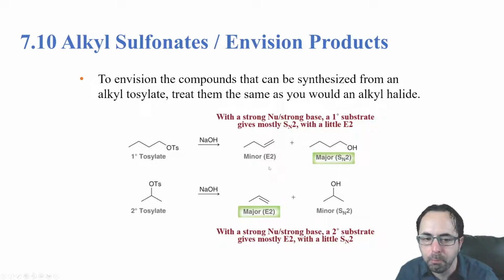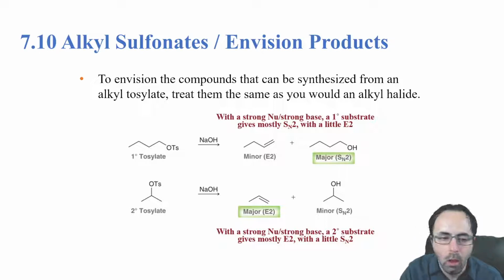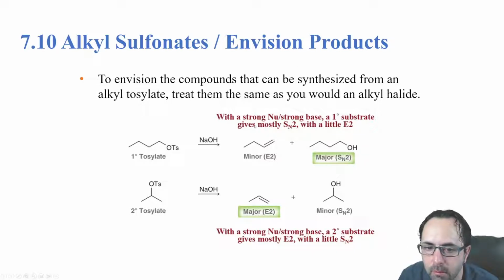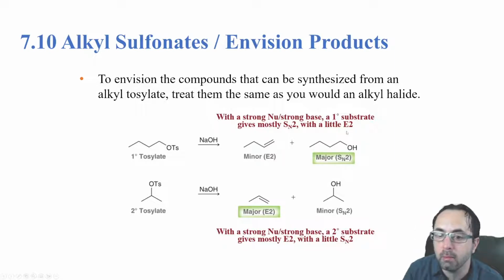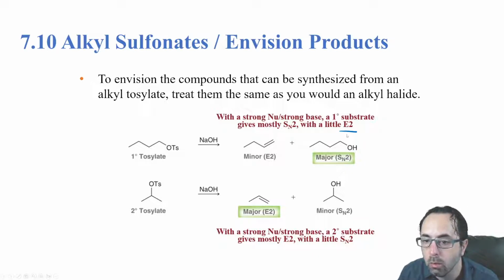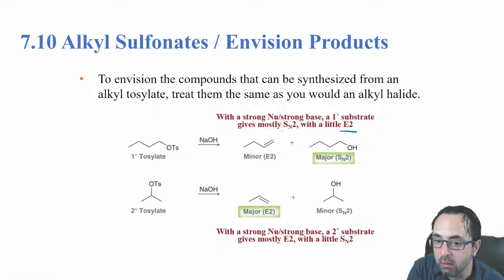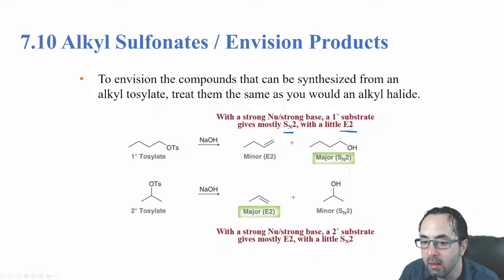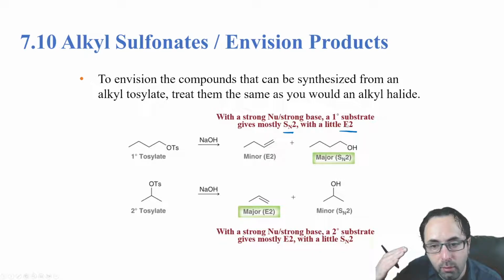So we can think about what we can do if we have a tosylate. The tosylate's a great leaving group again, so this opens up possibilities to us. If we have a strong nucleophile and a strong base with a primary substrate, as we already know, this would generally give SN2 dominant with E2 as the secondary one. Remember, try to reason this through in your mind.